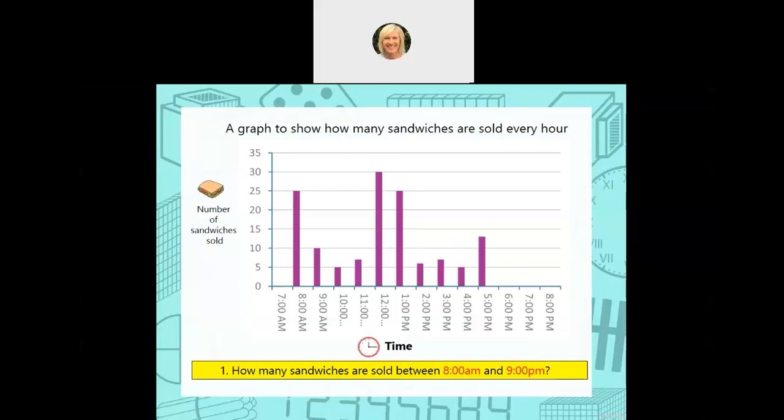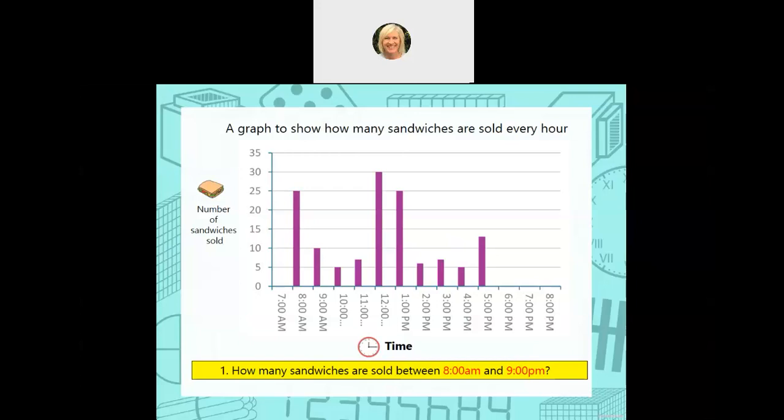All of the questions I have highlighted in yellow at the bottom of the slide. There's enough information on each graph to be able to answer the questions. Some questions are asking you to use your background knowledge or the things that you already know about how shops work. This graph is looking at how many sandwiches are sold in a sandwich shop each hour throughout the day of business.